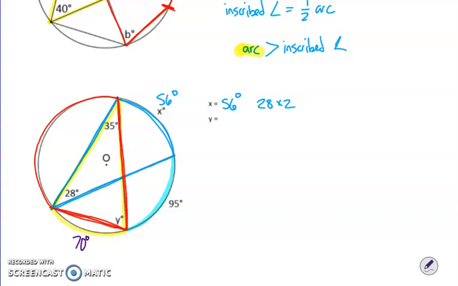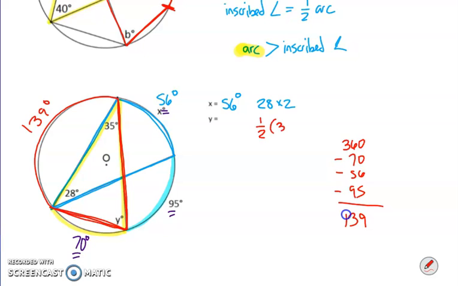Okay, so now I know that's 70, I know that's 95, and I know that's 56. So to get the red arc, I have to subtract those from 360. 360 minus 70, minus 56, minus 95. That is 139. So the arc is 139 degrees. So Y, the inscribed angle, will be 1/2 of 139, which is 69.5.